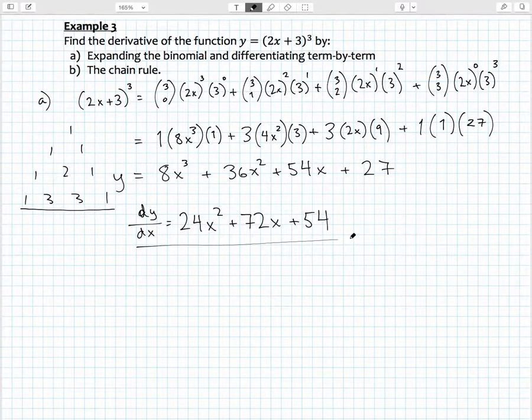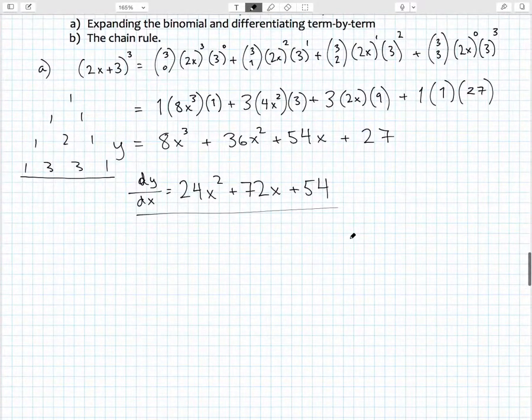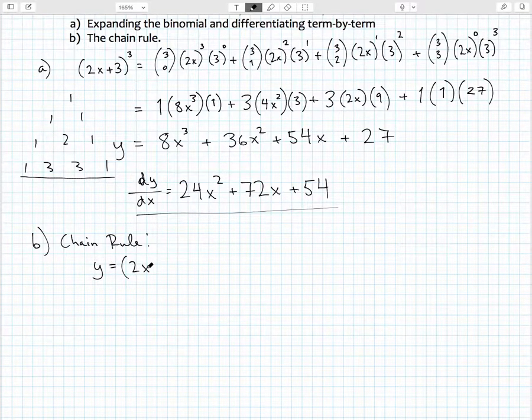Okay, so I mean, while that wasn't terribly difficult, it was kind of time consuming. Let's compare that to using the chain rule to differentiate the same equation. So using the chain rule, I'll just write my equation down again. It was y equals (2x plus 3) cubed.